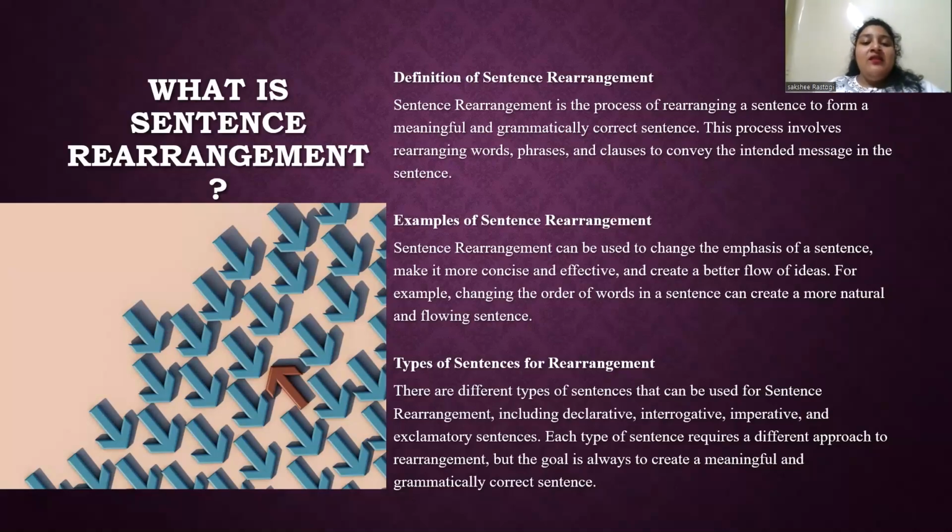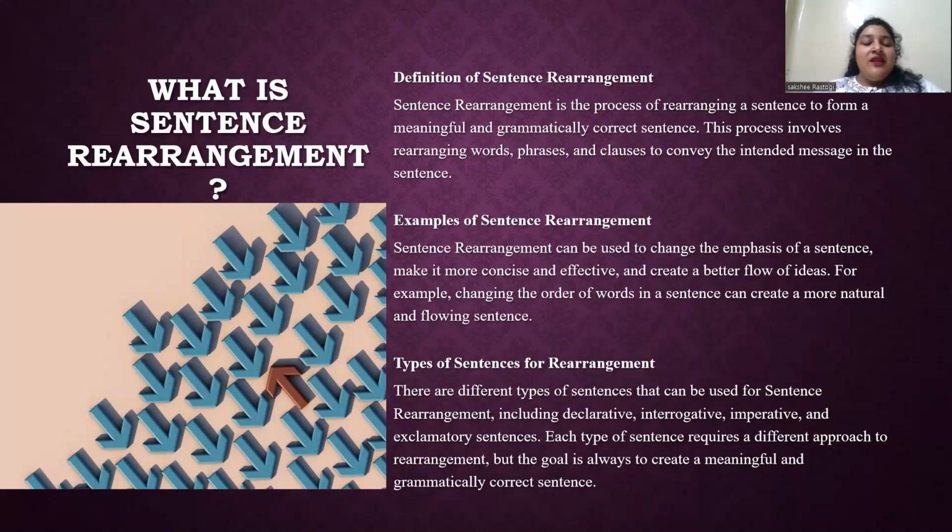Passive voice sentences: the subject receives the action instead of performing it. For example, the ball was thrown by John. So the rearrangement is, John threw the ball, which is active voice, right? Active voice sentences: the subject performs the action. Example, John threw the ball. Rearrangement example is, the ball was thrown by John.